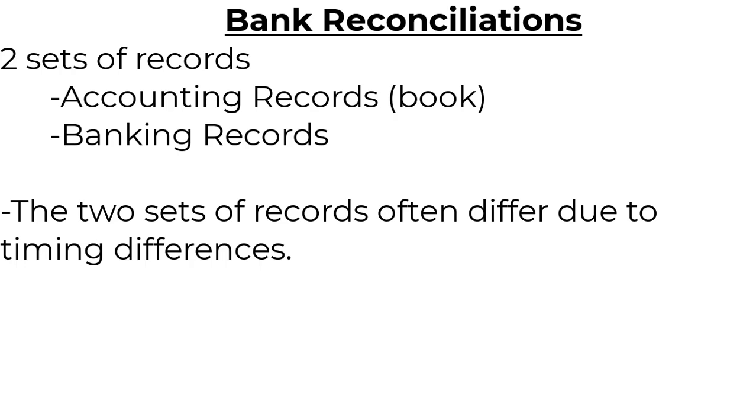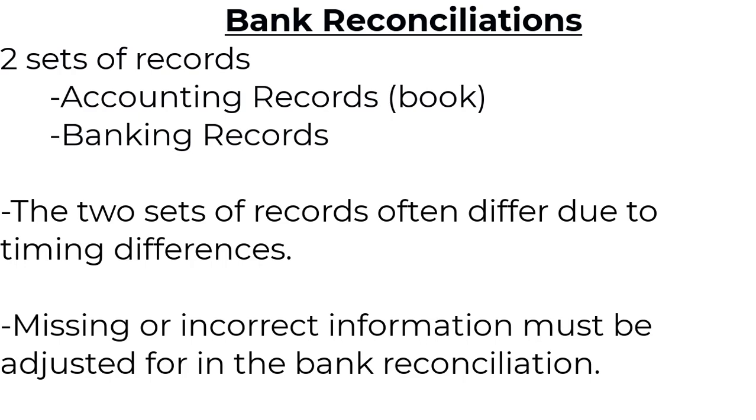So a key thing to keep in mind when completing the bank reconciliation is who has recorded the transaction and who hasn't. Wherever the transaction is missing, either on the bank or the book side, is where an adjustment needs to be made.